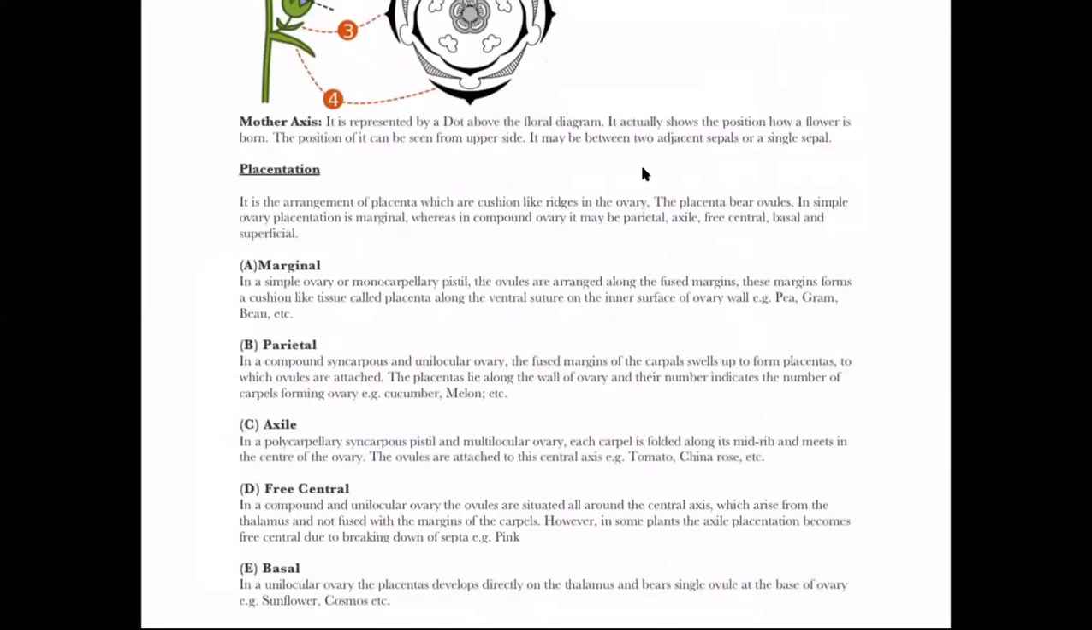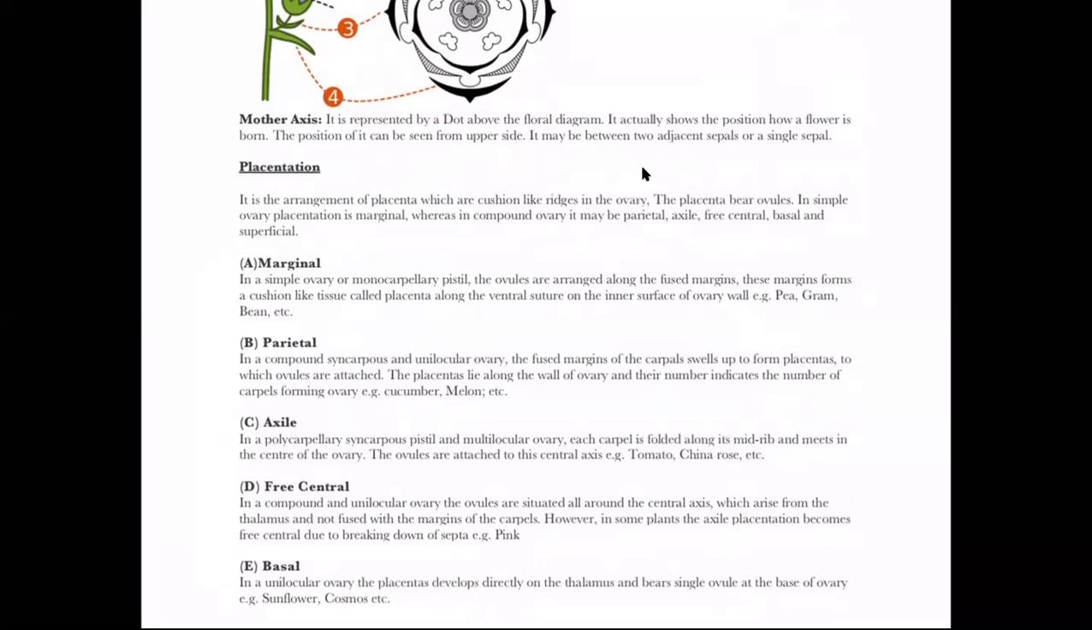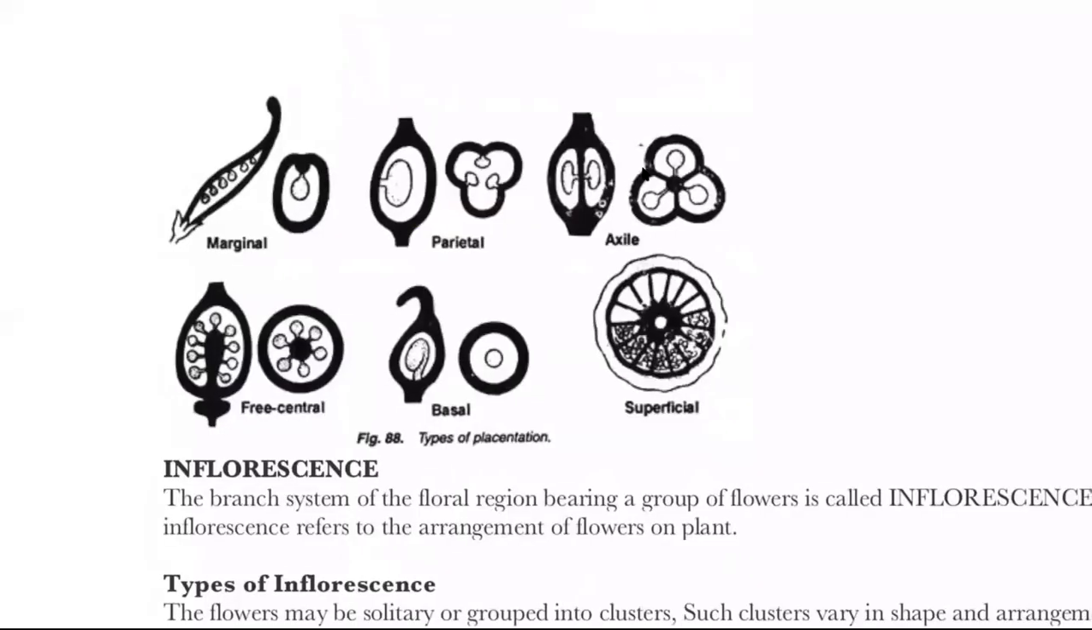Again, ये आपसे कोई descriptions नहीं पूछेगा, ये सिर्फ होता है because when we do the kingdoms next, so you guys understand it better. Parietal is a compound syncarpous and unilocular ovary. The fused margin of the carpels swells to form the placenta, to which ovules are attached. The placenta lies along the wall of the ovary, and the number indicates the number of carpels forming the ovary. अगर आप ये देखो, ये आपका parietal structure होगा, ठीक है.